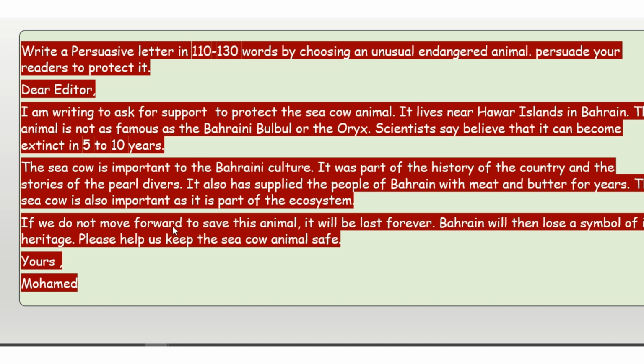If we do not move forward to save this animal, it will be lost forever. Bahrain will then lose a symbol of its heritage. Please help us keep the sea cow animal safe. Yours, and write your name, Muhammad. I guess this is a short version, but it complies with the requirements. It is about 110 words and it covers everything.